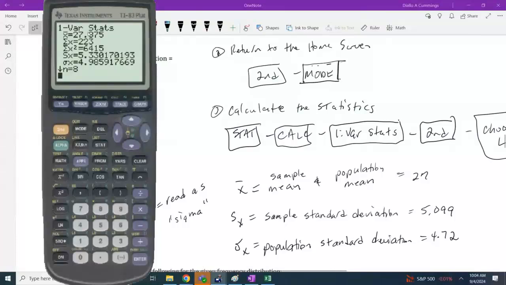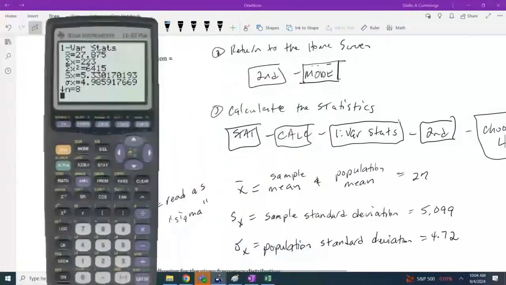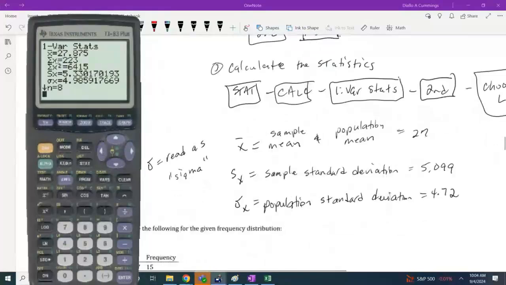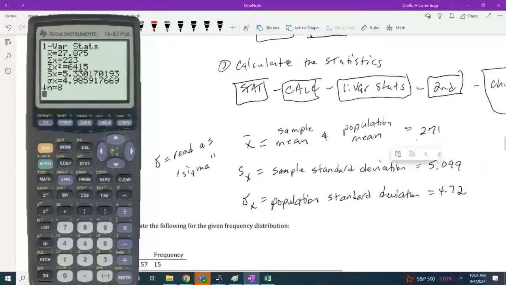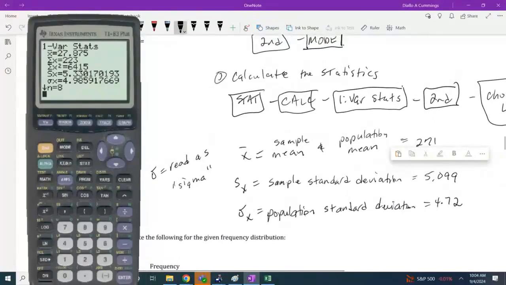All right. So now that we have 8 numbers, let me just go back and change it. So the mean X bar is 27.875. I guess I'll round that to just 27.9. Okay, the summation for X, so now we have another number added. If you were to add up all 8 of those numbers, you should get 223.